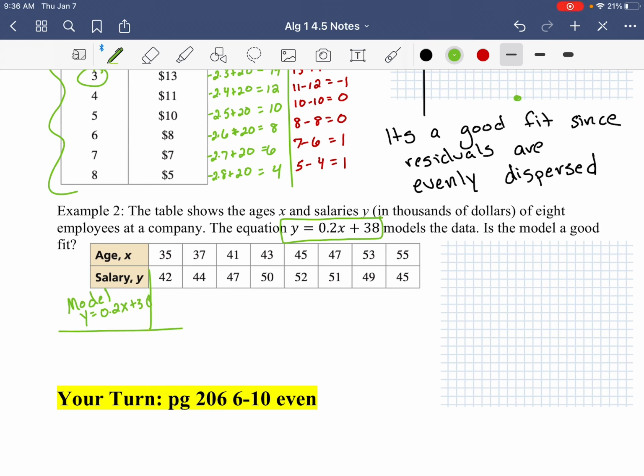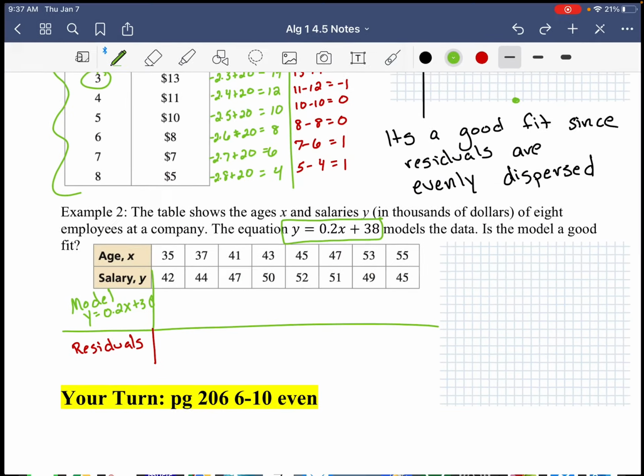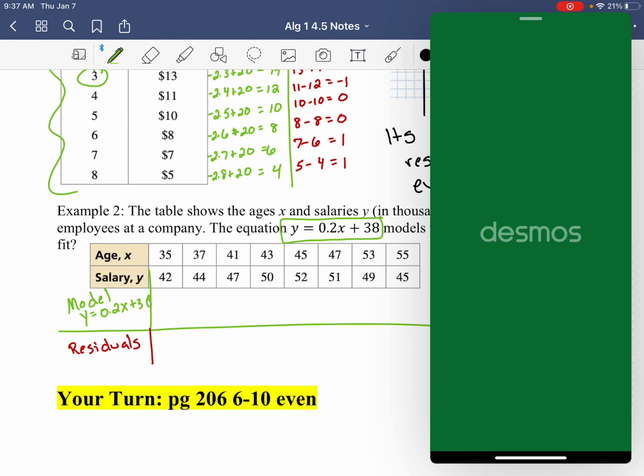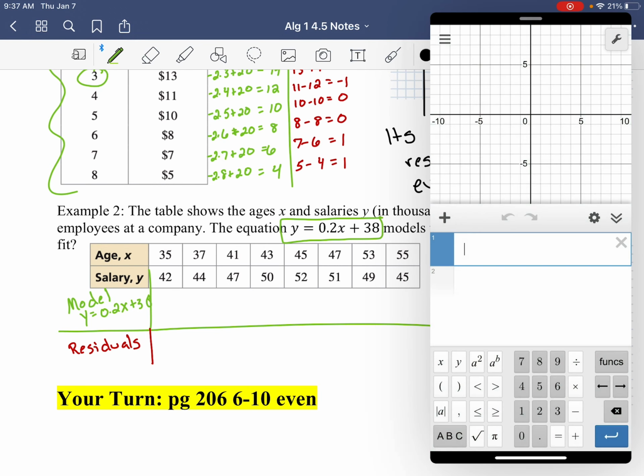So we're going to add a column in our table, and then we'll also add a column for our residuals. Tables are very helpful here. Okay, so I need to put a 35, so I'm going to have 0.2 times 35. I think I'm going to do these using a calculator. Okay, so we need 0.2 times 35 plus 38. And we get 45.